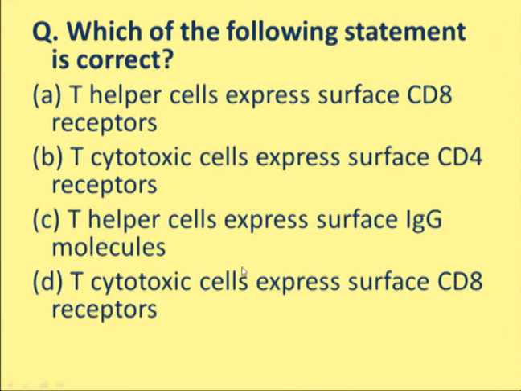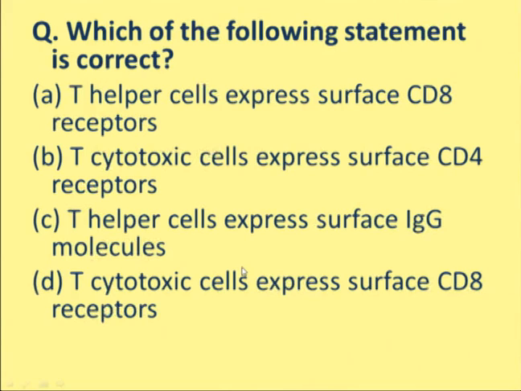No, because T helper cells have CD4. T cytotoxic cell expresses CD4 receptors? No, actually they have CD8. T helper cell expresses surface immunoglobulin molecules? No, surface immunoglobulin molecules are present on the B cells. T cytotoxic cell expresses surface CD8 receptors.